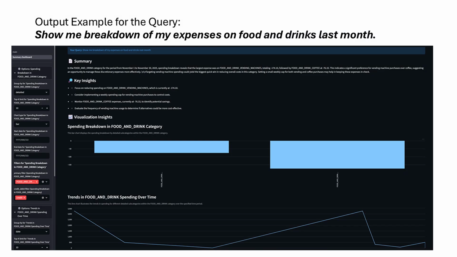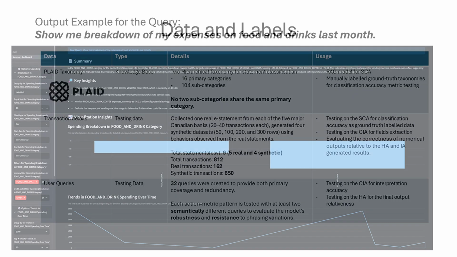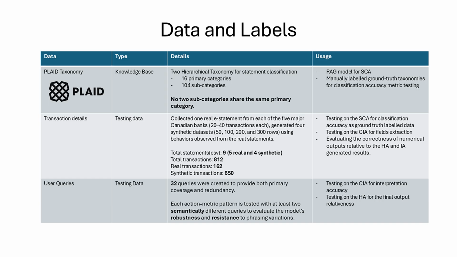On this screen, as you can see, the summary and insights are the paragraphs and the bullet points, and the visuals are the charts that the agent thinks will help the users understand more about the transaction details. More about the data: we use the Plaid taxonomy as the only knowledge base for the RAG, and it has 16 primary categories and 104 subcategories. No two subcategories share the same primary category, which means we can map the details to the primary. The transaction details and user queries are the testing data, and the description is shown in the detail columns here.